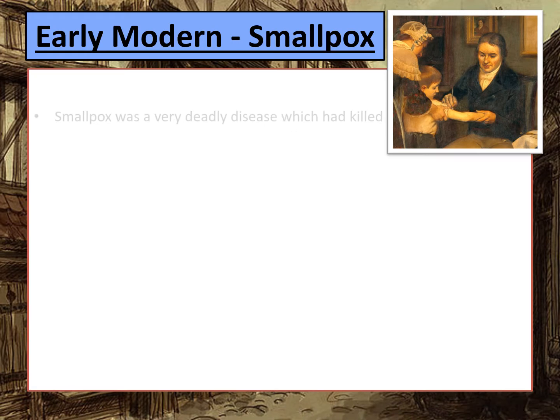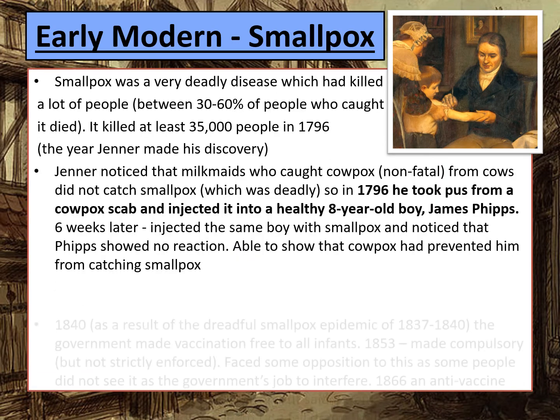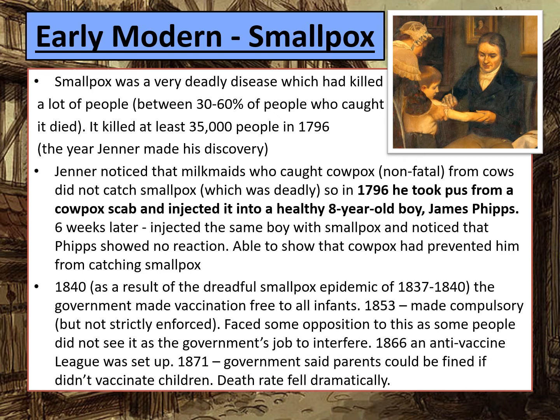Final area to know about is smallpox. Now, smallpox is kind of on the cusp really of the early modern and 1800s period, because Jenner makes his discovery about smallpox in 1796, so right at the end of this period. But it's still important for you to know about, and you can use it in an exam question on the early modern or even the 1800s period. It'd still be relevant then.